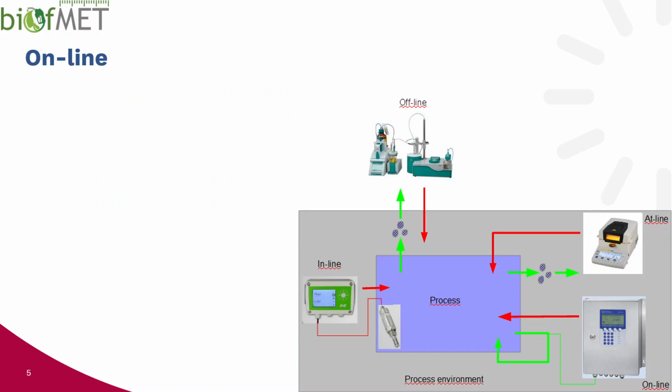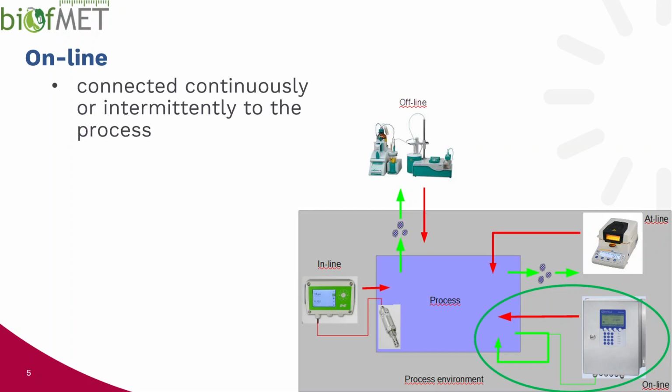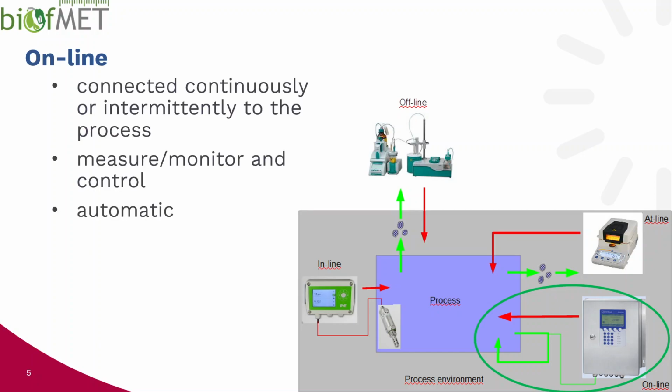The second one is the online situation. Online, the measurement, usually automated, is done by an instrument connected intermittently or continuously to the process. Usually, the measurement time is short, typically lower than 10 minutes.